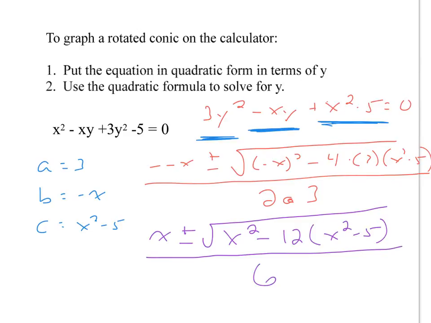Punch both of those equations into our calc. We see we have two equations. These are both y equals. Okay, so y1 equals x plus the radical all over 6, and for y2, we're going to punch in y equals x minus the radical all over 6. Go ahead and punch those in.